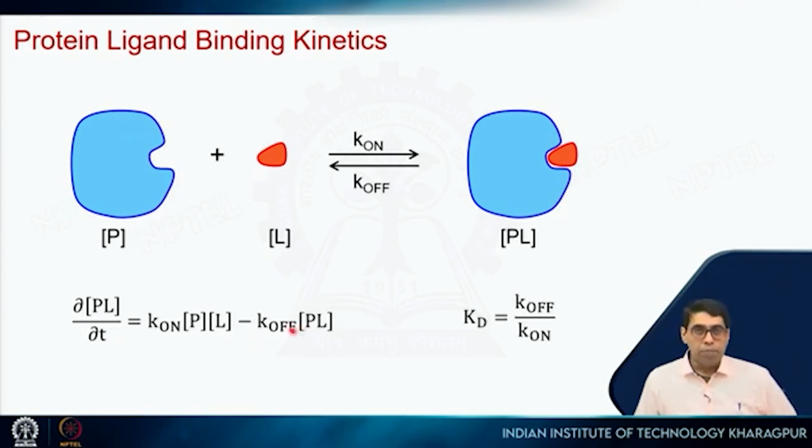Now, at equilibrium, what happens is that this protein ligand complex concentration will not change with time, which means that dPL dt will be equal to 0. So, if you set this left hand side equal to 0 and take the ratio, you will get that k off by k on will be equal to P times L divided by PL, right, which is nothing but the Kd. So, under equilibrium, the dissociation constant equals the ratio of the off rate and the on rate.